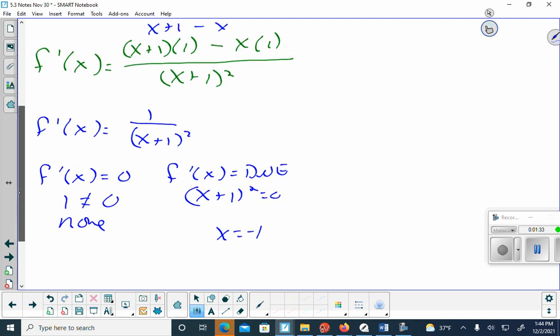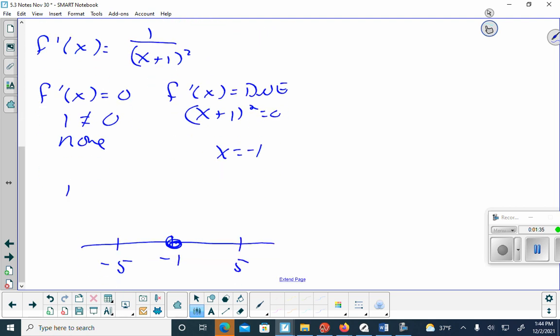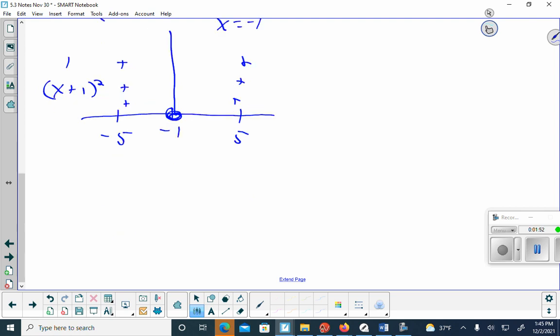The two parts of this fraction are that 1, and then this x plus 1 squared. Well, this 1 is positive, so it's always going to be positive. Does that make sense? And anything squared is always going to be positive. So my answers are always going to be positive. What's my function always doing if my derivative is positive? So it's always increasing.